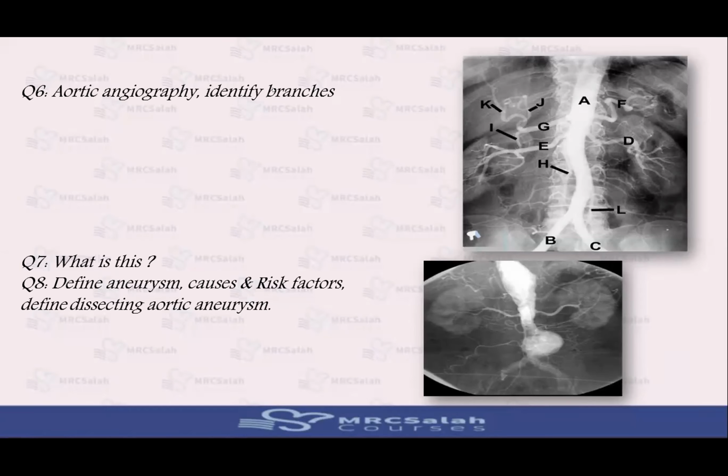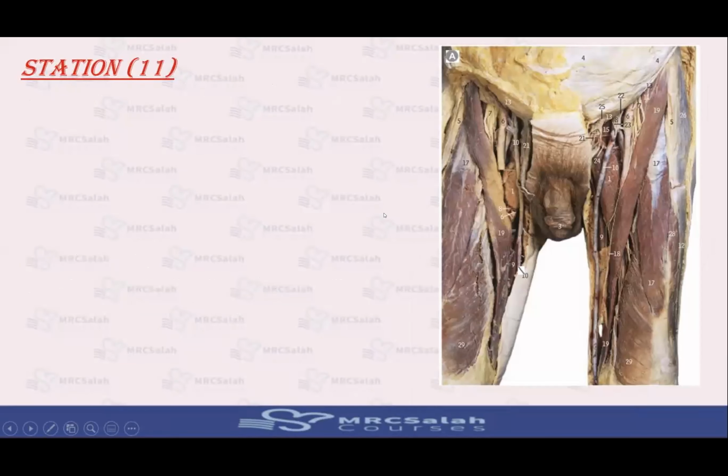Can you define dissecting aortic aneurysm? It's like separation in the arterial wall, and it could be extended proximally or distally. Okay. Yes. That's the last question. Thank you for both of you.